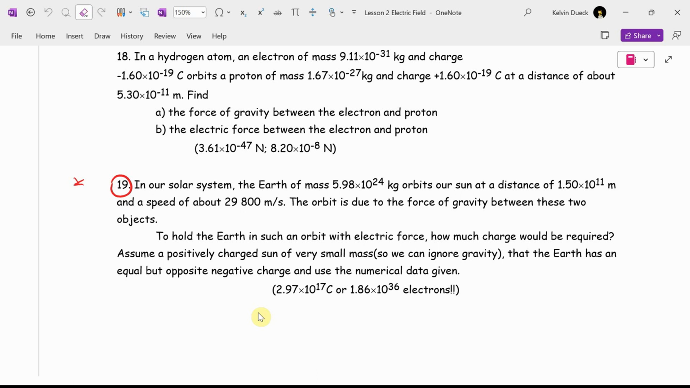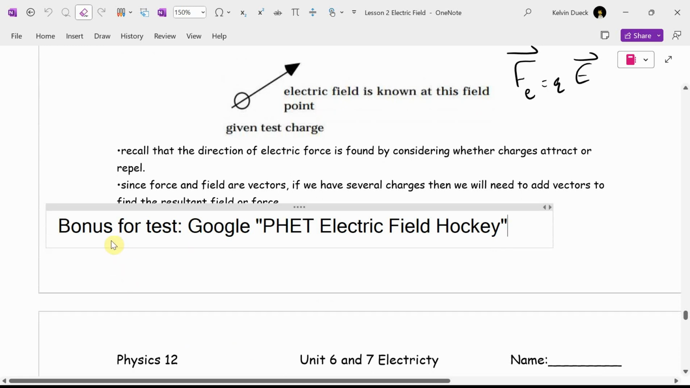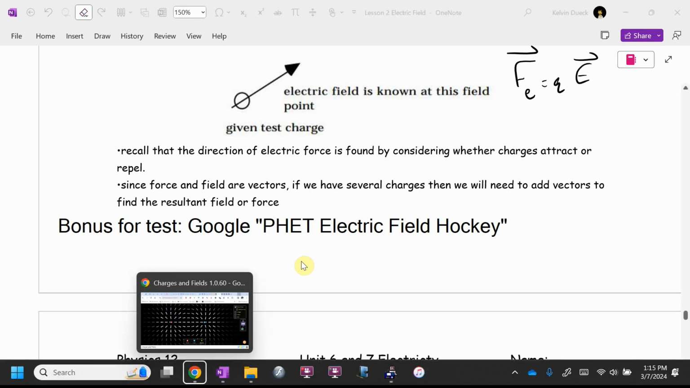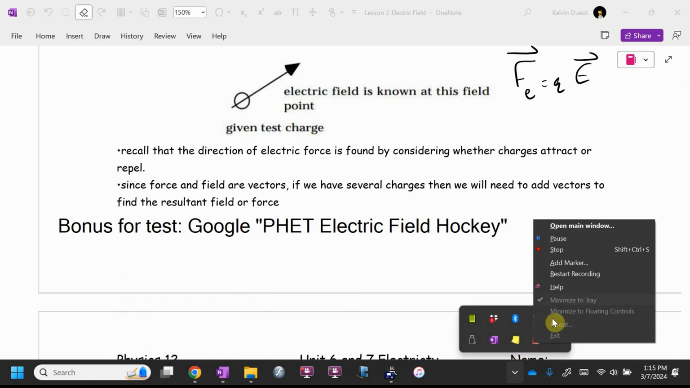Okay. But before you go any further, where the notes finish, could you write bonus for test, Google PhET, electric field hockey. This is your bonus challenge. I'm going to pause the video right now. If you're in my class and you want more information, you'll need to come see me in person.